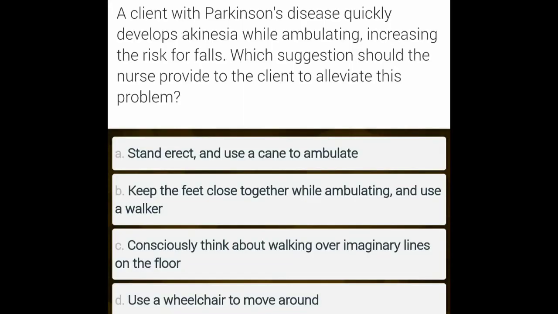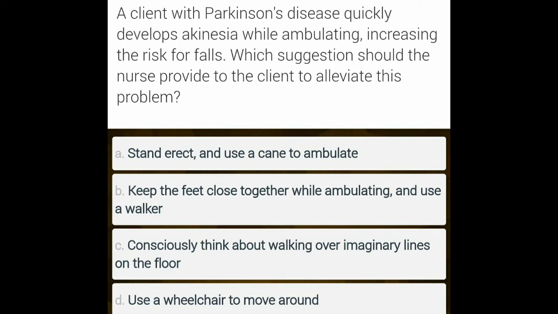Next question. A client with Parkinson's disease quickly develops akinesia while ambulating, increasing the risk of fall. Which suggestion should the nurse provide the client to alleviate this problem? What is akinesia? A freezing movement. Otherwise, the patient cannot move, or has very slow movement. That is called akinesia. So, while ambulating, what should they do?